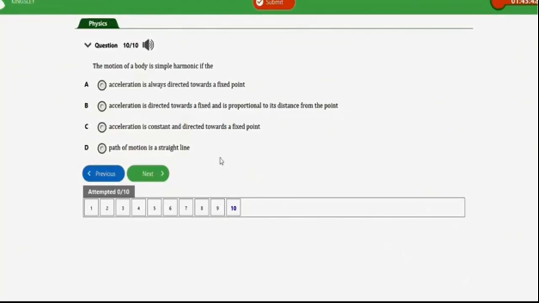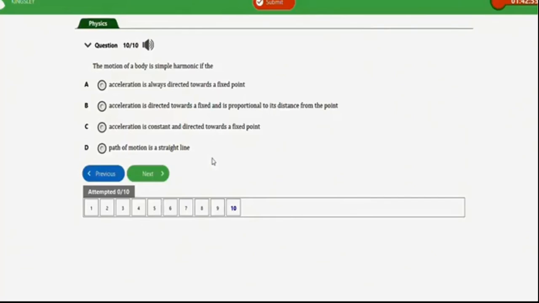Alright, so for this particular question, basically all you need is to know the right definition of a simple harmonic motion. You get it right. So the definition of a simple harmonic motion is the periodic motion of a body in which its acceleration is directed towards a fixed point and is directly proportional to the displacement from the same fixed point. So for such definition, the correct option in this question will be option B, which is acceleration is directed towards the fixed point and is proportional to its distance from the point. So that's the correct option to this question, option B.